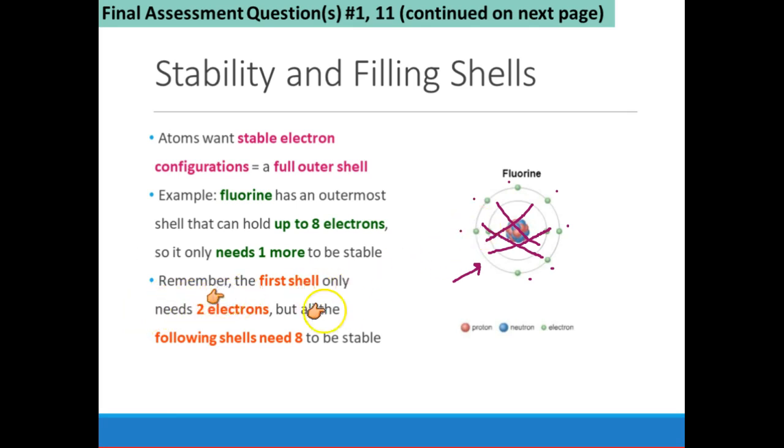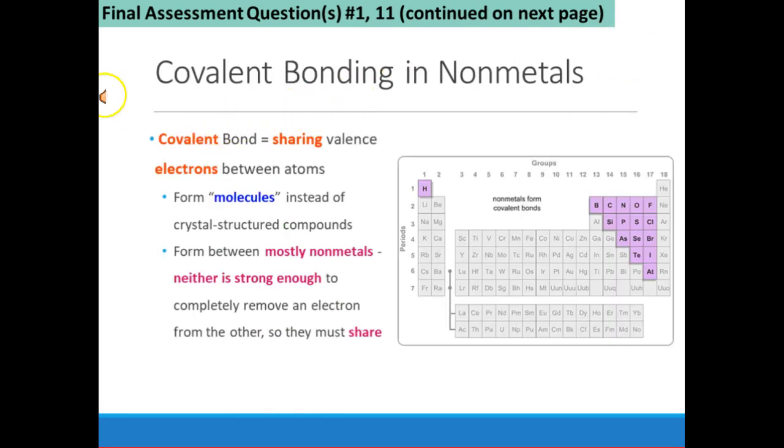Remember though that if it's a small atom, it only needs 2 electrons, but all the bigger atoms are going to need 8 electrons on that outer shell. Most atoms need 8 electrons on the outer shell to be stable. Now, there are a couple of ways that they get these extra electrons, or fill up their shell. They do this through bonding.